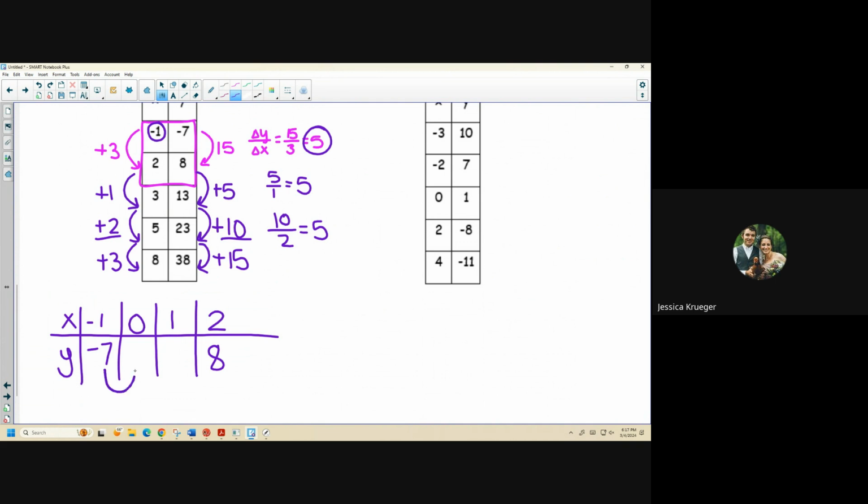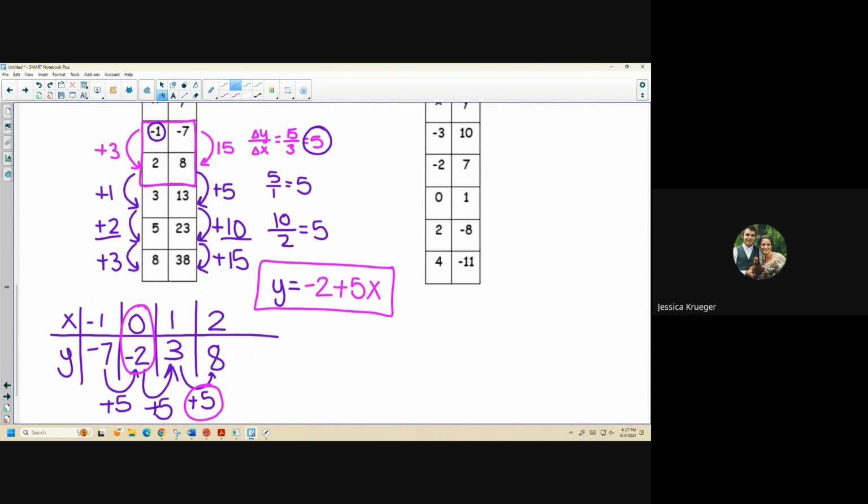So that means from here to here, it's going to have to go up 5. So that's -2. Here to here, it goes up 5. That is 3. And then here to here, if it goes up 5, that gets me to 8. So now I know my equation is y equals, where does it start? Your y-intercept is when x is 0. So it's -2. And then my slope is 5. What am I doing over and over again? I'm adding 5. Since I'm adding it over and over again, I include an x with it. So there's my linear equation.